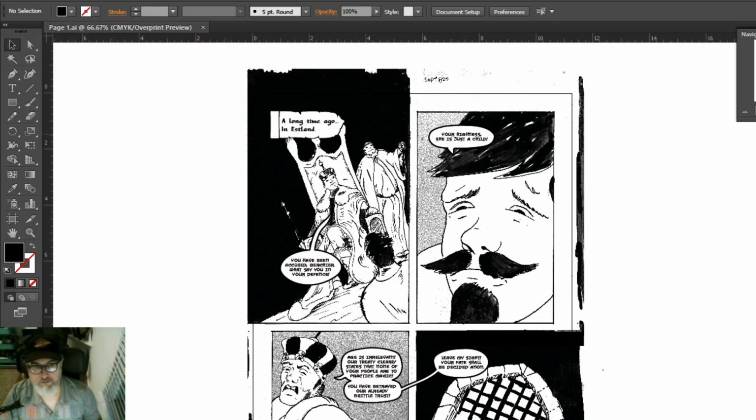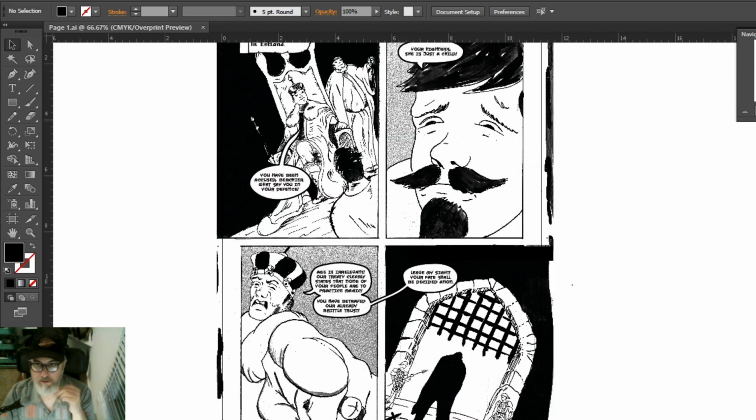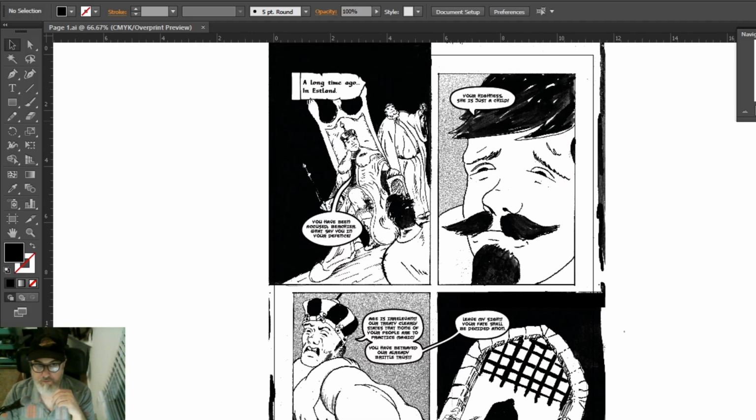You'll want to do your own research into this, but hopefully this gives you a bit of an idea of the kind of thinking that can go into panel layouts for your comic book.